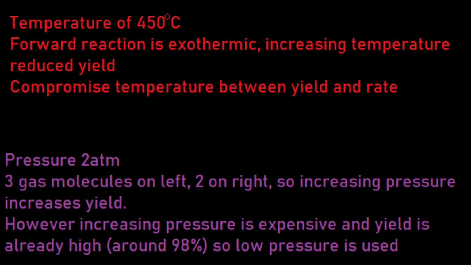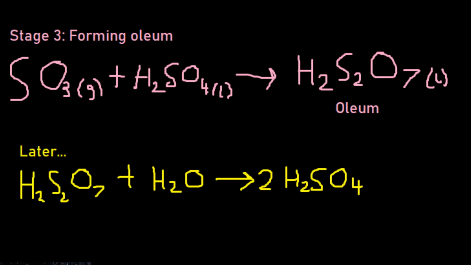As mentioned before, the catalyst is vanadium pentoxide. It has no effect on the position of equilibrium, but it increases the rate of both the forward and backwards reactions. So that's step 2. Once that sulfur trioxide is produced, in step 3, it gets added to a solution of concentrated sulfuric acid. When it is added to concentrated sulfuric acid, the sulfur trioxide will react to produce a thick, sticky liquid called oleum. Oleum has the formula H2S2O7.